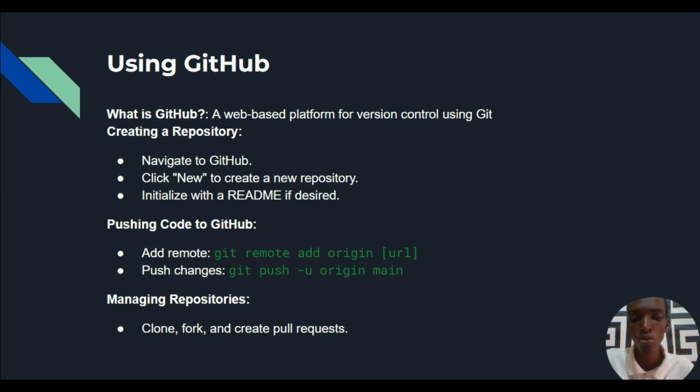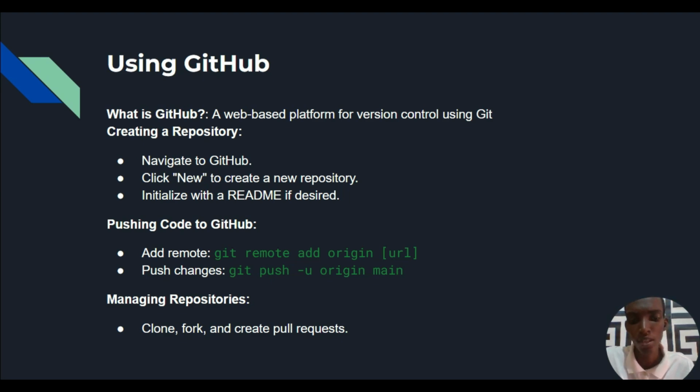Now to push your code to GitHub, you can add the remote repository by saying git remote add origin, then the URL of the origin, then push your changes with git push origin main. Managing repositories on GitHub also includes cloning, forking, and creating pull requests to contribute to other projects. This is how GitHub works.